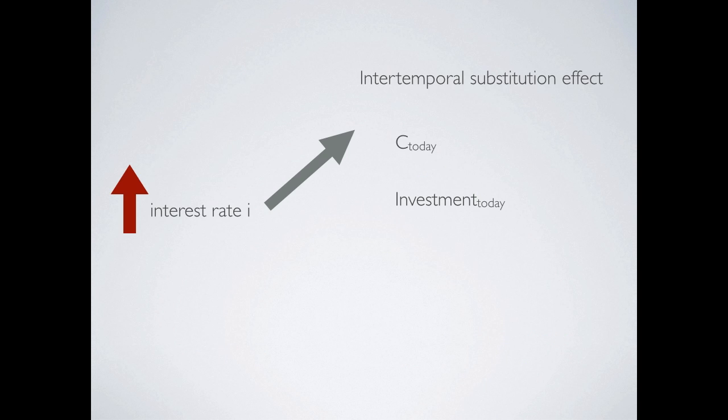Therefore, we know that a high interest rate today is going to give you an intertemporal substitution effect on consumption. It will make today's consumption decrease so that you are able to increase your investment today, which leads to a higher consumption tomorrow.